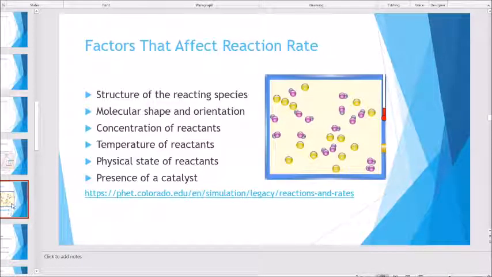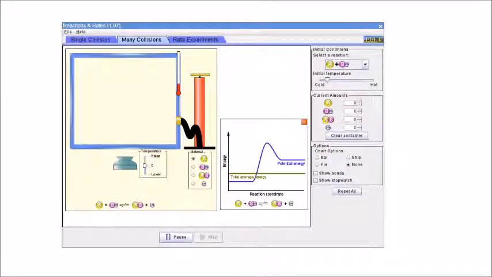So what are some things that may affect reaction rates? The structure of the reactants is important. If the reactants have opposite charges, then they will react more. This is more true when the ions are dissociated. Ions of the same charge will not react.